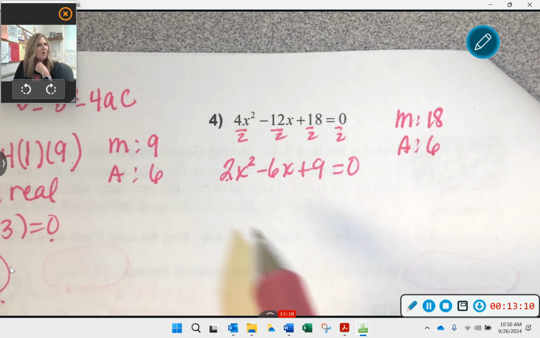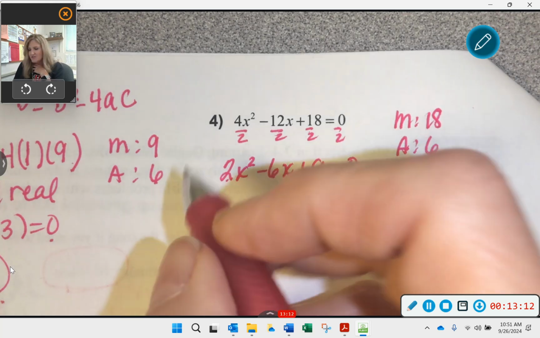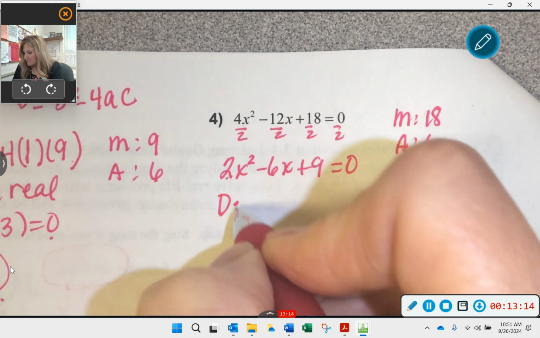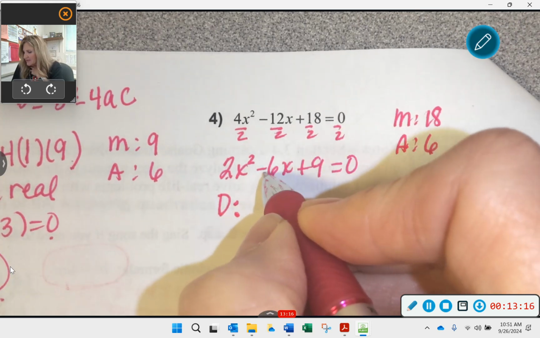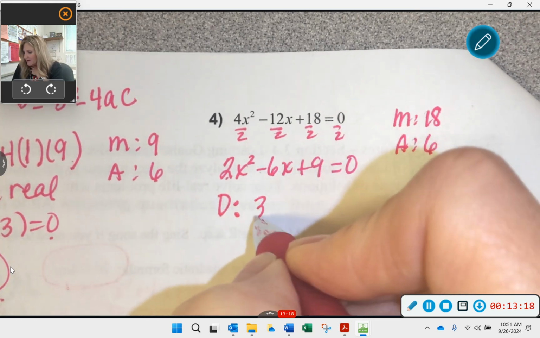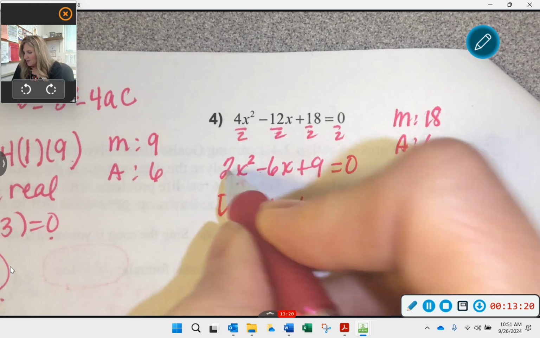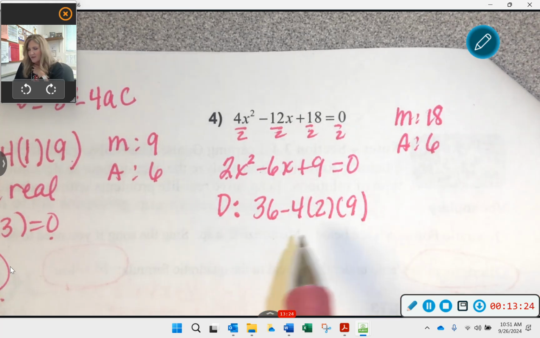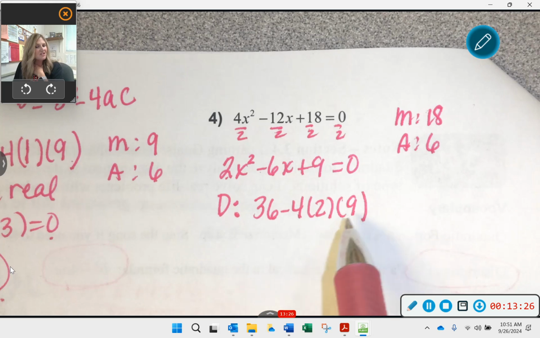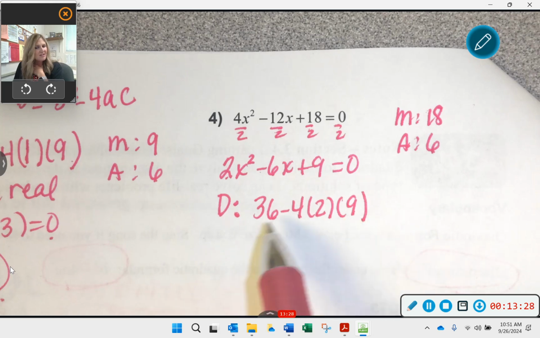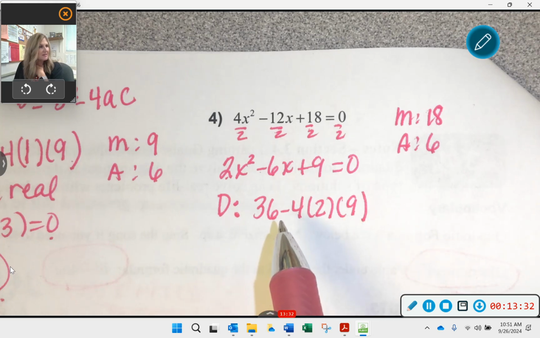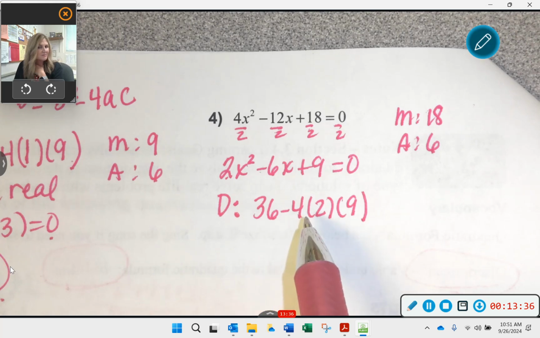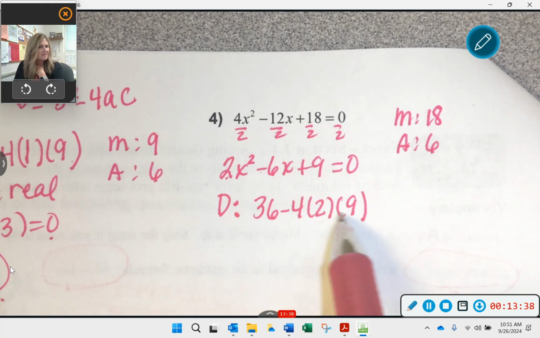No. I don't want to go all the way through this one, but let's just find the discriminant. The discriminant is going to be b squared minus 4 times a times c. Since we're not finishing this problem, I just want to know, is this going to be positive or negative on the discriminant? How do we know it's negative? What's this going to be?